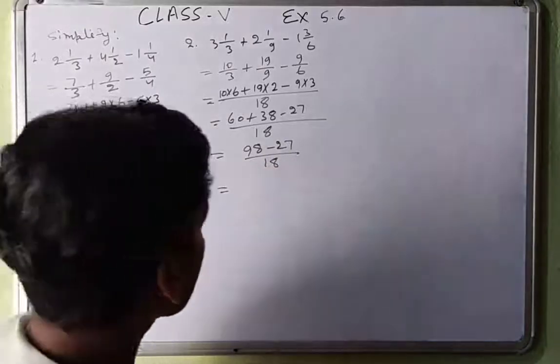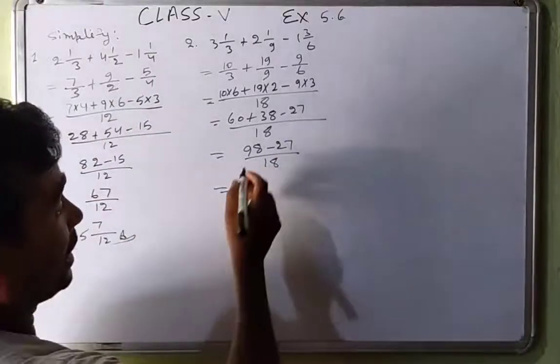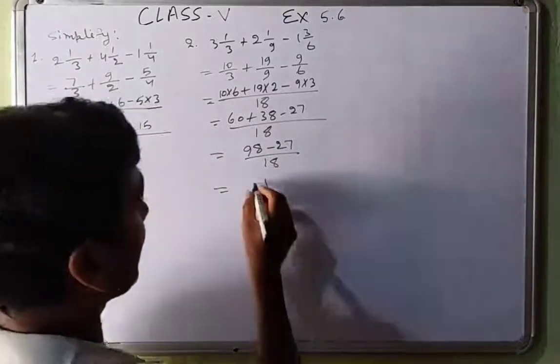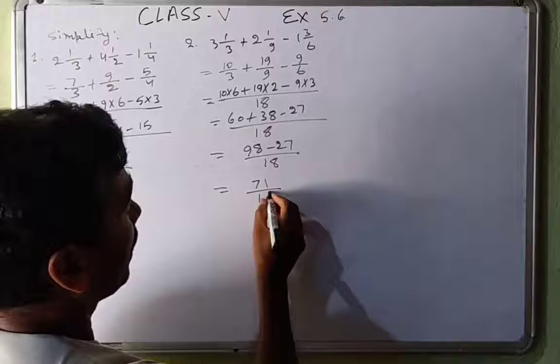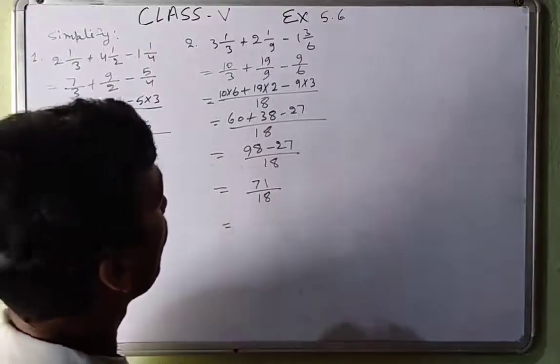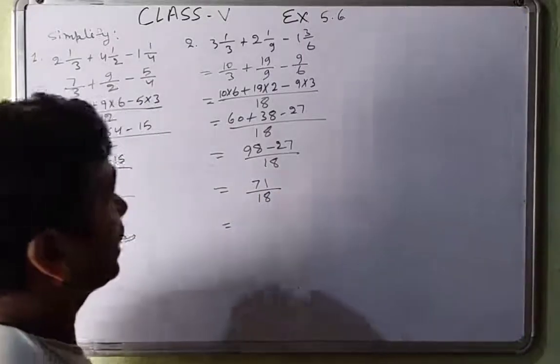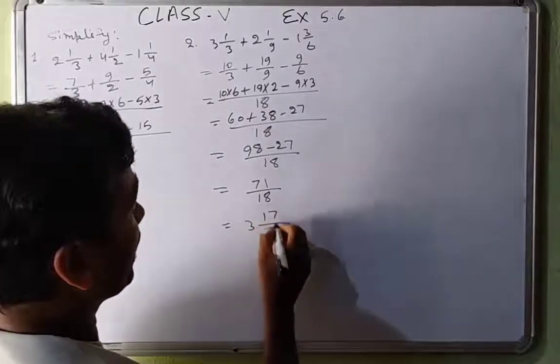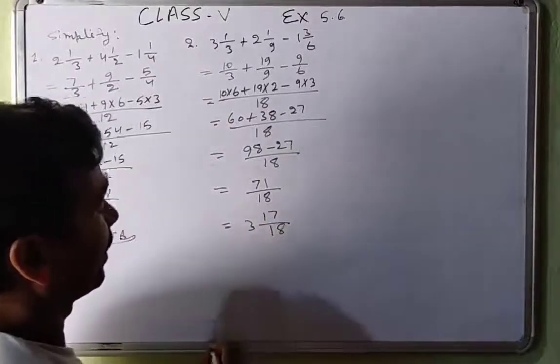Now first of all we will add these two: 60 plus 38 is 98, minus 27 upon 18. And then subtract: 8 less 7 is 1, 9 less 2 is 7, so 71 upon 18. So that you will convert into a mixed fraction: 18 threes are 54, and then what is left is 17 upon 18.